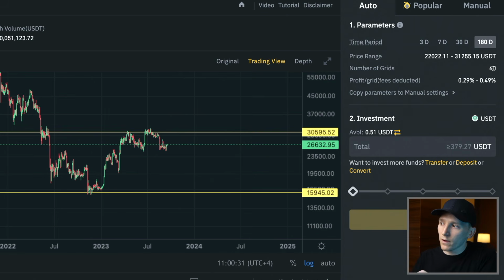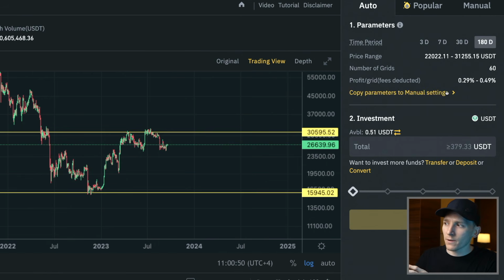With the number of grids, the more grids that you have, you trade more actively. However, of course, the more grids you have, the less percentage profit you make per grid. This is just really a good balance, right? You want a good balance between actively trading, and not trading too much, which is just a waste of time.